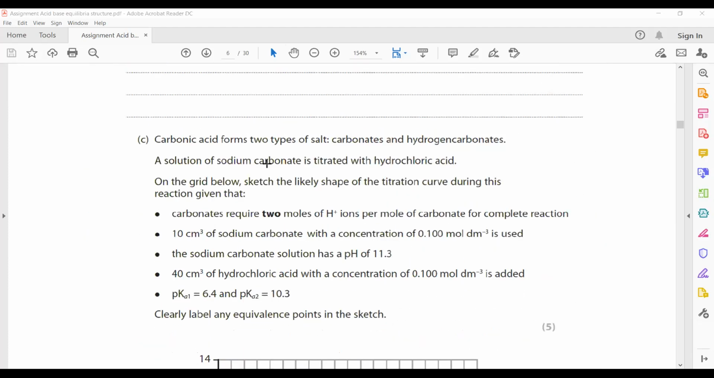And this sodium carbonate forms two types of salt. It can form carbonate or it can form hydrogen carbonate, basically forming two types of salt, carbonates and hydrogen carbonates. And a solution of sodium carbonate is titrated with hydrochloric acid. So how will we do this question? It's 5 marks. So you first have to work out the ratios. Already it is given.